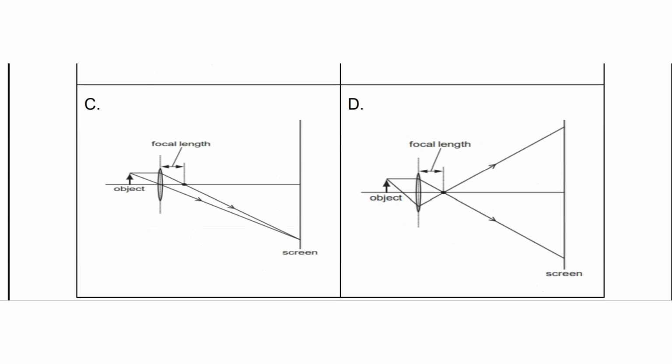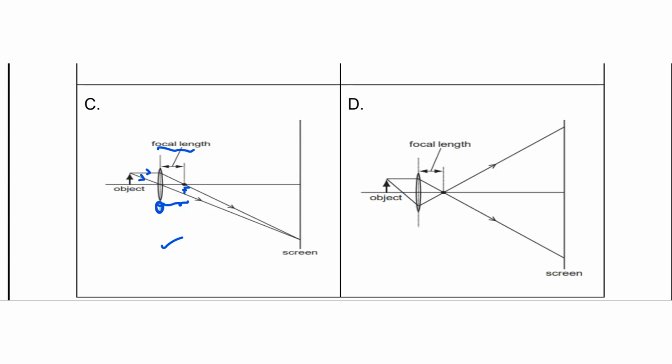And let's see the third option. Here one ray is parallel to the principal axis. After refraction, it passes through the principal focus. So the distance between O and F is nothing but the focal length. So this condition is true. And the second ray passes through the optical center O, so it suffers no deviation, and it forms an image on the other side of the lens. So the correct option is C.